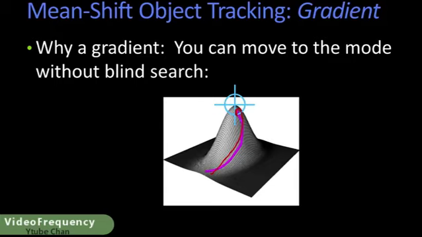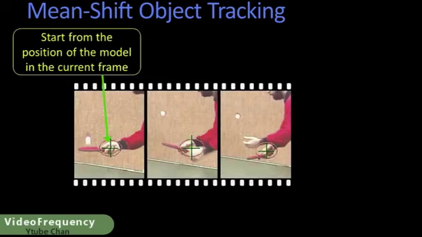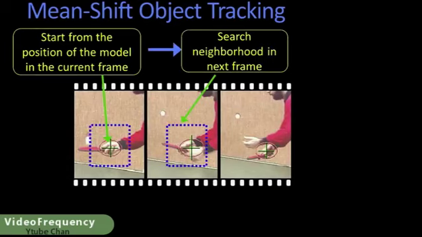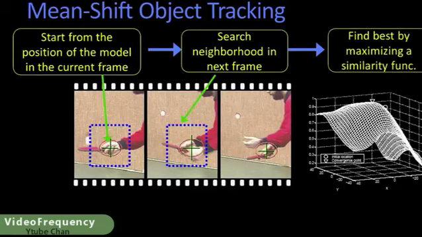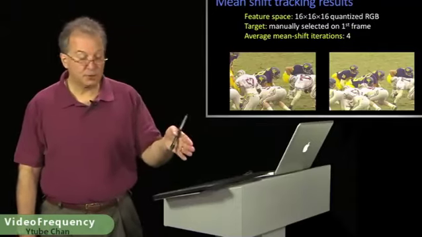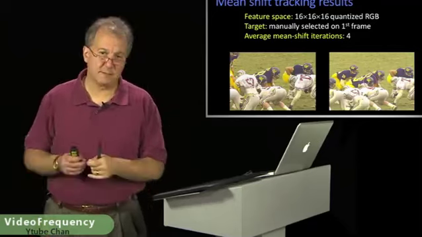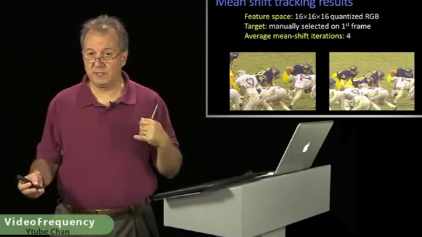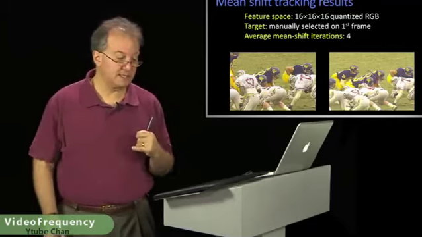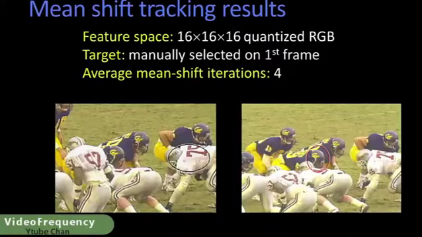And that was the basis of mean shift tracking. So now, going back to our previous example of the ping pong, right? We start with the current frame. We want to search, but now our search can actually climb to the maximum of this function using that gradient information. And that's mean shift tracking. In the example shown here, remember we talked about a feature space that might be 4 by 4 by 4 for RGB? Well, they did 16 by 16 by 16. And then they manually selected a target on the first frame.